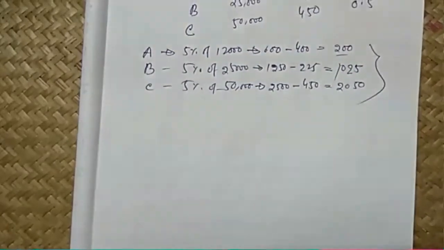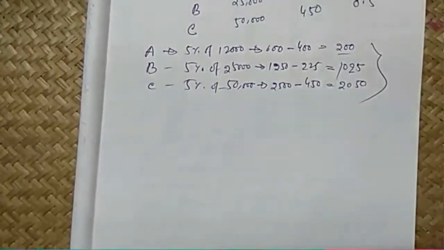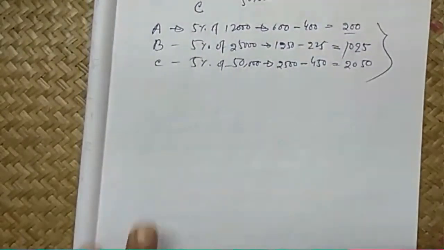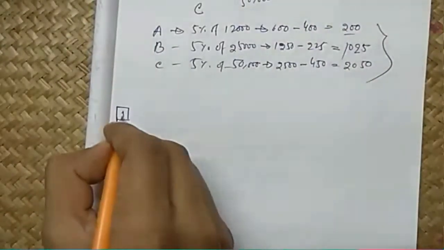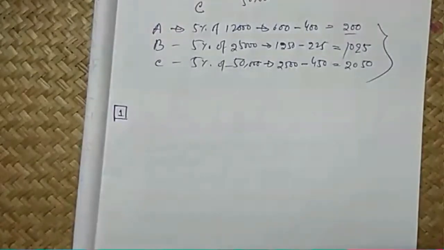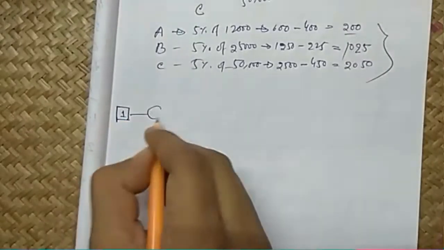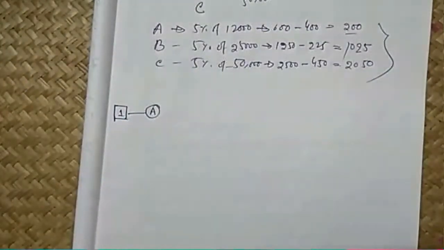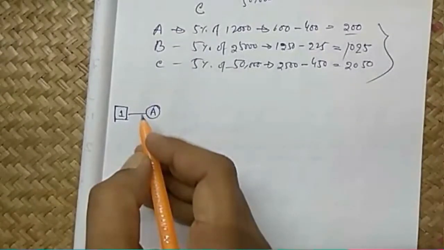Okay, so now we will draw the decision tree on this particular problem. We have first our decision node 1, which the first option says take A. A is a chance node, which has the node number, and this is the condition accepts A.